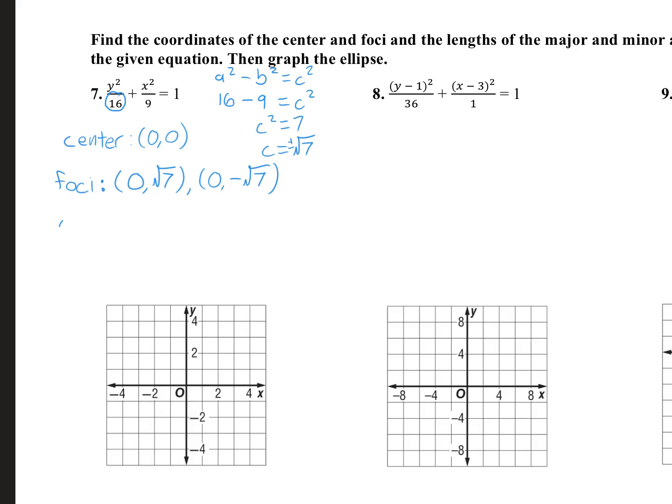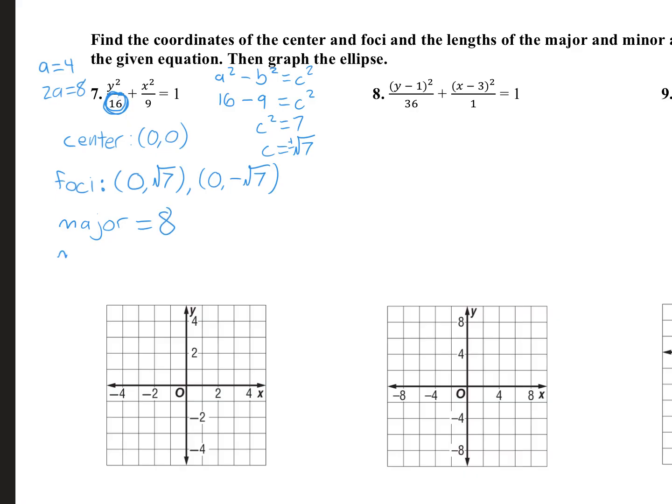Now we need the length of the major and minor axis. I'll just write major. The length of the major axis is 2a. So if this is a squared, then a is 4. So 2a is 8.